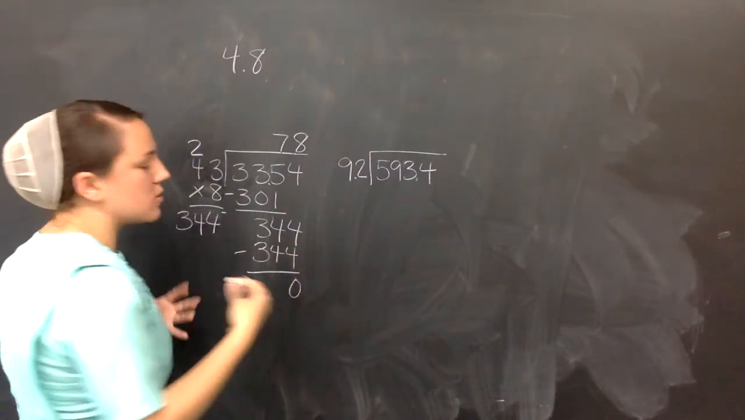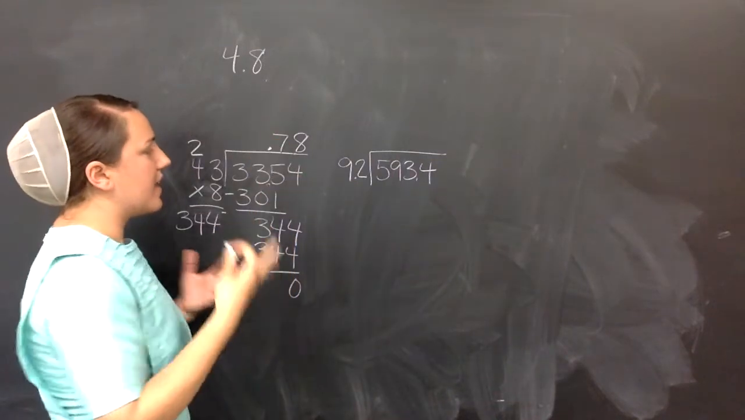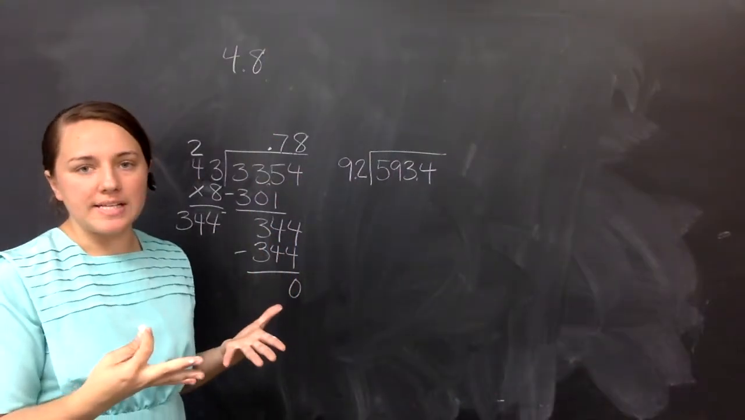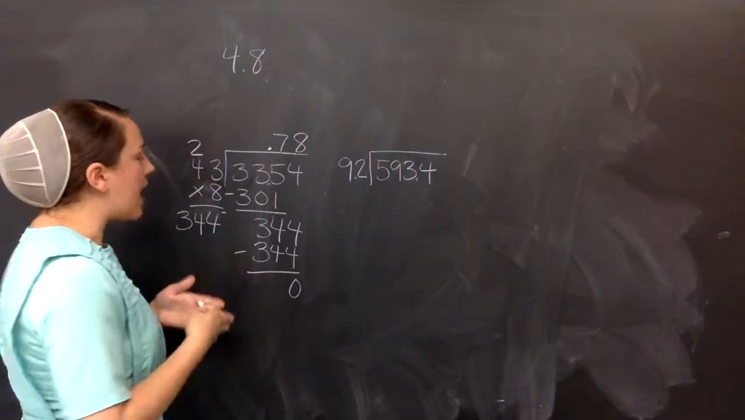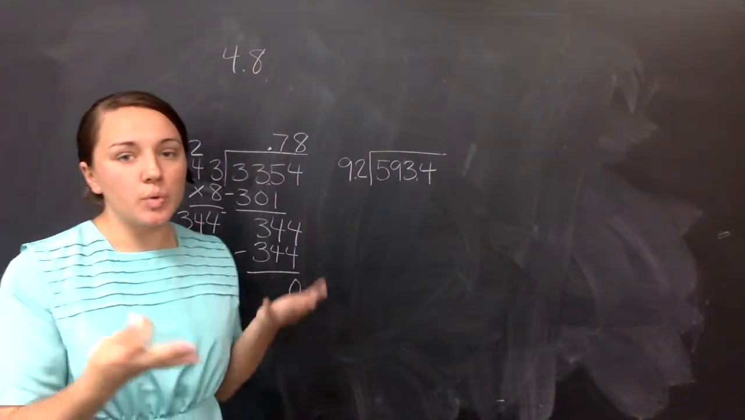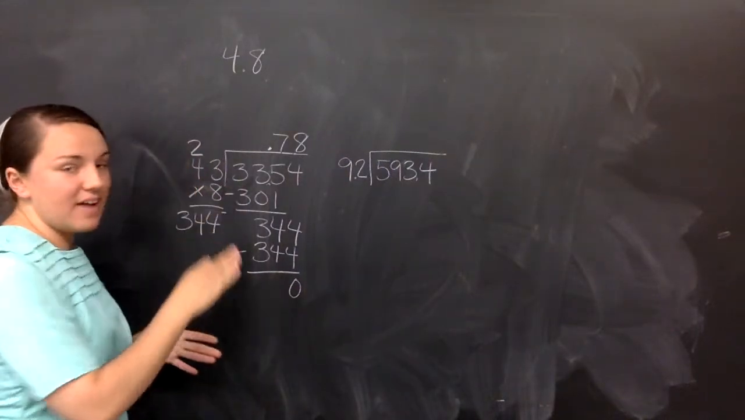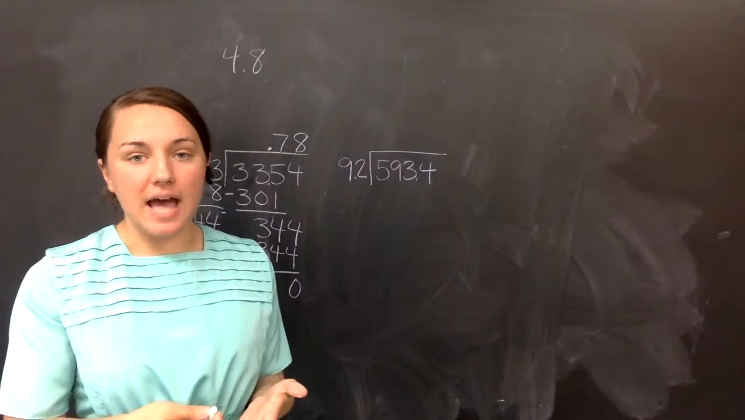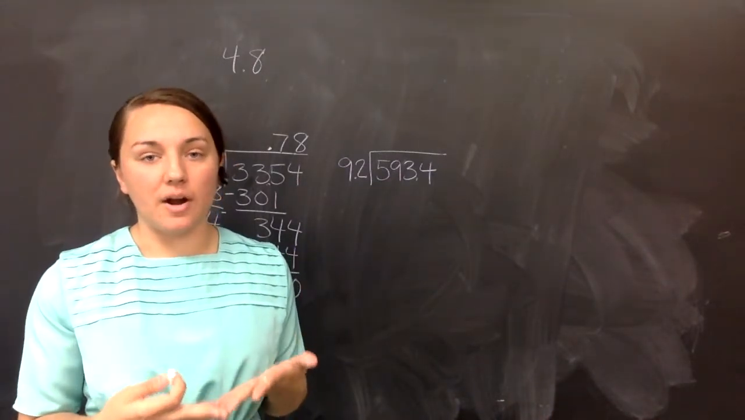Okay, now we need to write our decimal point in our quotient. So we just put it right above where it is in our dividend. And our answer is 7.8. And if we would not have moved the decimal points, our answer would have still been the same thing. As long as we multiply our dividend and our divisor by the same power of 10, it's not going to change our answer. It's just going to help us so that we can divide our problem.